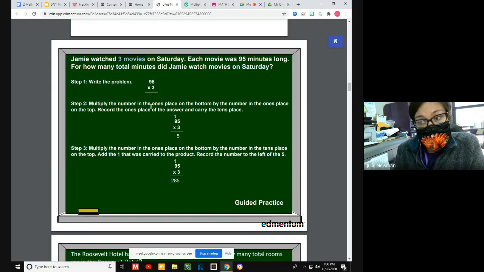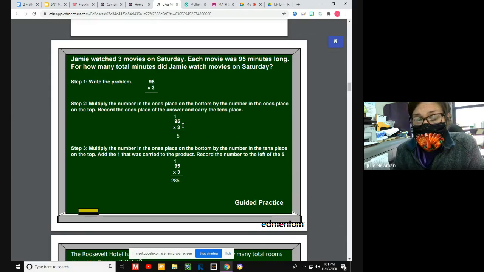Multiply the number in the ones place on the bottom by the number in the ones place on the top. Now, we've gone over place value, and that's what I was talking about last week with knowing our foundation, because we're going to build upon it. So our ones place is right here with the 5 and the 3, our ones place, okay? So we need to multiply 3 times 5, and that's 15.